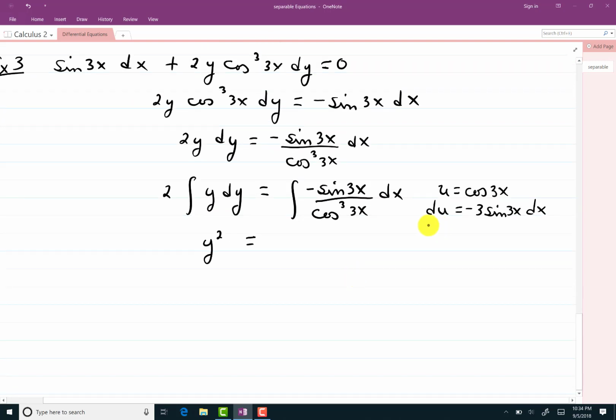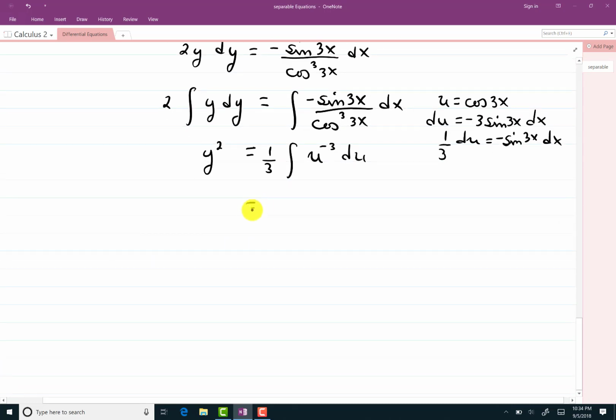Or, better yet, negative 1/3 du equals sine of 3x dx. I want to leave the negative with the sine. This way, then, I have a u cubed in the denominator, and the negative actually gets sucked into the du. So it looks like I have 1/3 integral u to the negative 3 du. And of course, that's really straightforward to integrate. I'll get 1/3 times u to the negative 2 over negative 2 plus a constant.